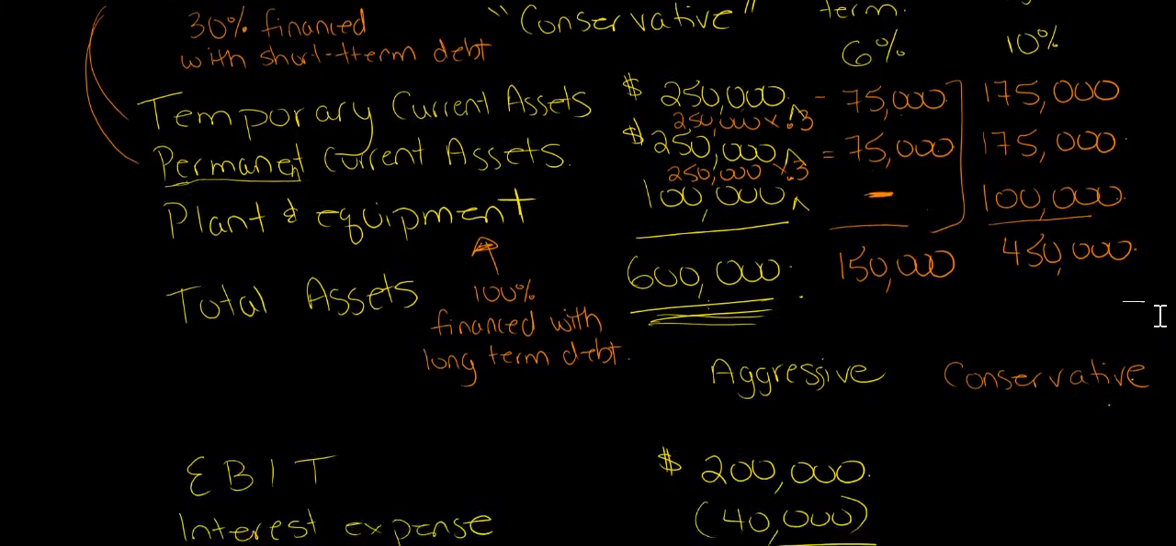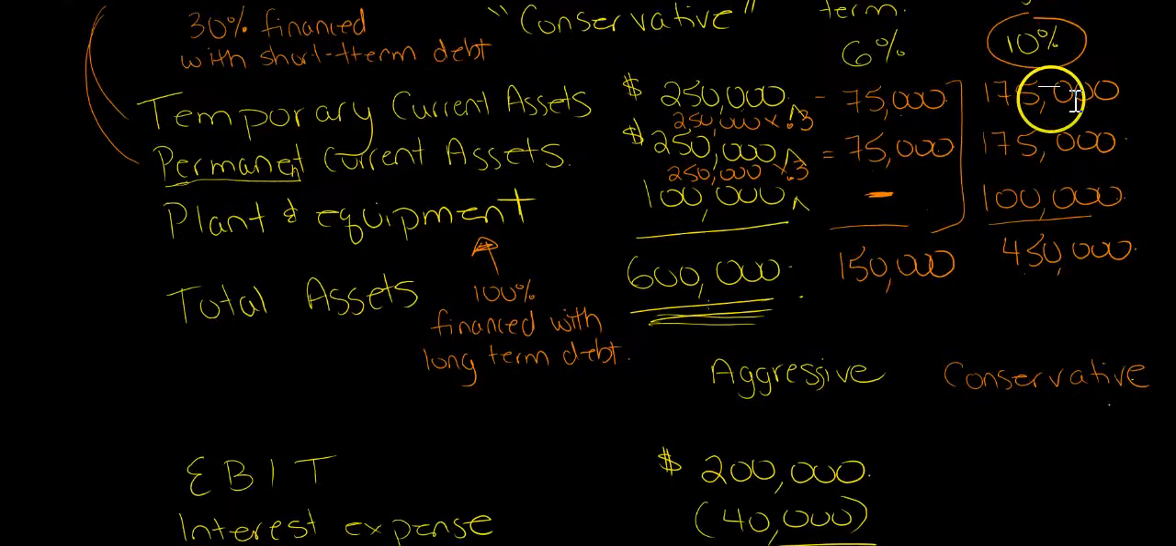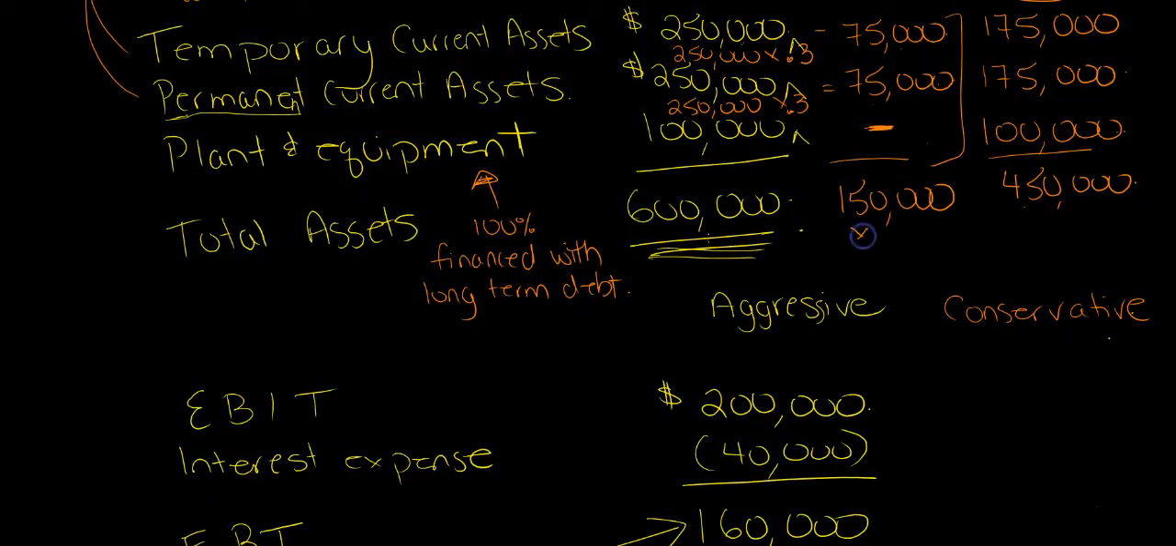Okay, and the reason why we're calling this a conservative approach is because the majority of the assets are being financed with long-term debt. I already know that my long-term interest rate is higher, but it's a little bit more stable over time. So although I'm going to be paying a higher interest expense, I'm sacrificing interest because I know that it's stable. So I'm willing to pay a little bit higher interest rate by financing this way. Okay, so now if I take 150 times 6%, that gives me 9,000.